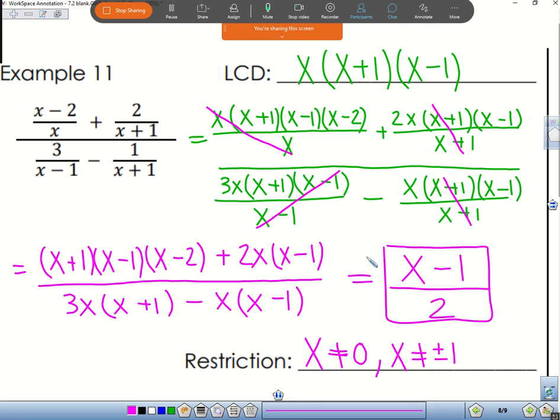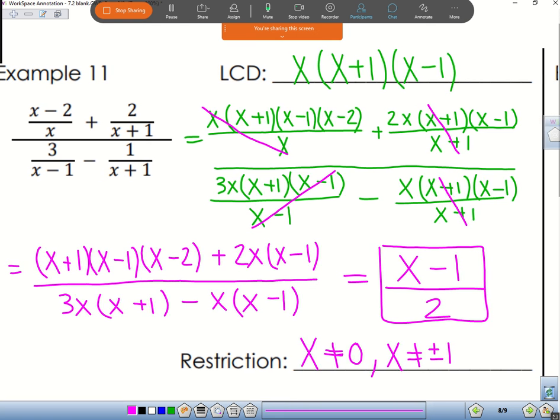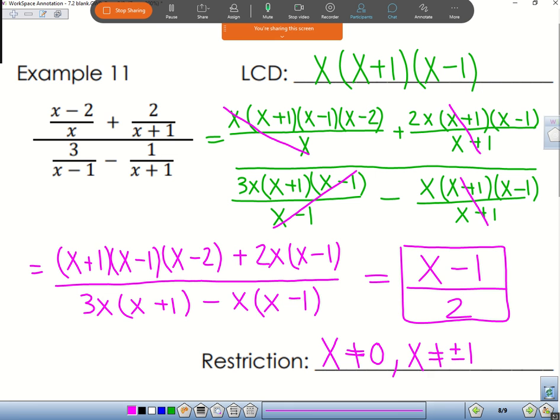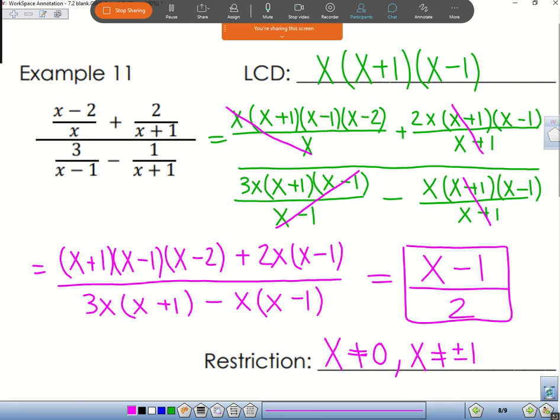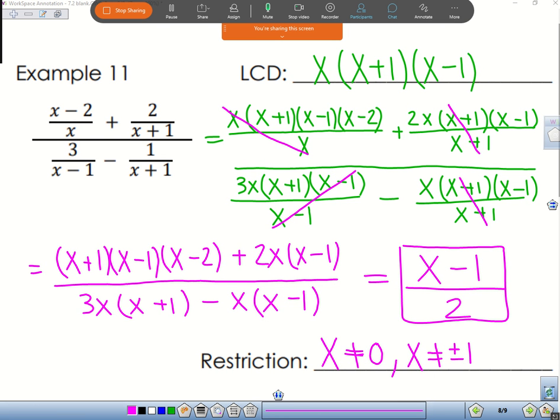And example 12 is more of an honors question. So we don't have to do that one. We'll skip it. If you guys want to see it, let me know. I can do it for you. But it's pretty long. So that's it.